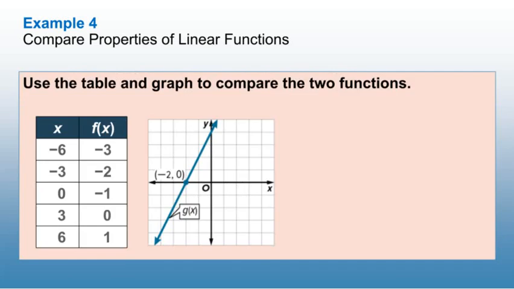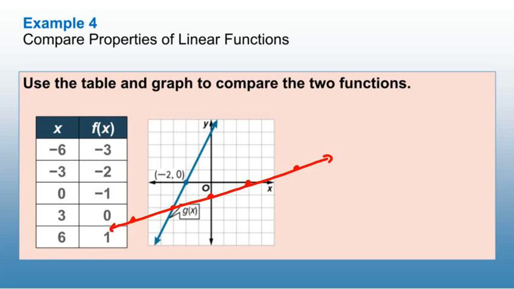Another one, it says use the table and graph to compare these two functions. Again, we're going to graph the two on the same coordinate plane, so then you can compare it a little bit easier. So we have -3, -6, which will go over here, down to -3, -2. 0, -1. 3, 0. And 6, 1, which would be roughly here. Our line would look something similar to this.